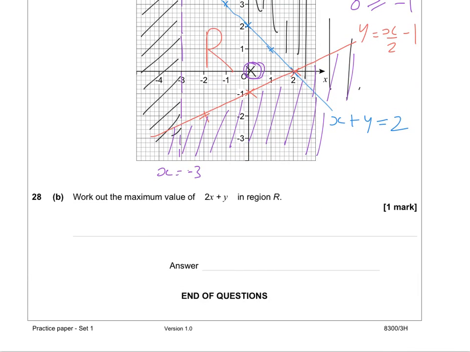Work out the maximum value of 2x plus y in region R. Well, if we pick this point over here, where x equals 2 and y equals 0, then 2 times 2 plus 0 equals 4, and that is the maximum value of 2x plus y.